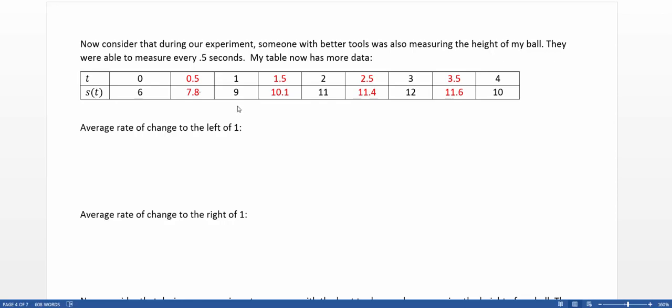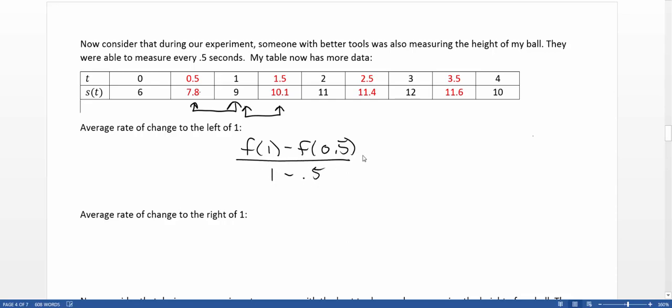So again, we're going to look at what happens when we take the average rate of change to the left and the average rate of change to the right. So what's going to happen here when I take my average rate of change to the left is that I'm now going to use the 1 and the 0.5 because the 0.5 is the closest point on the left of 1. So I'm going to do f of 1 minus f of 0.5 divided by 1 minus 0.5.